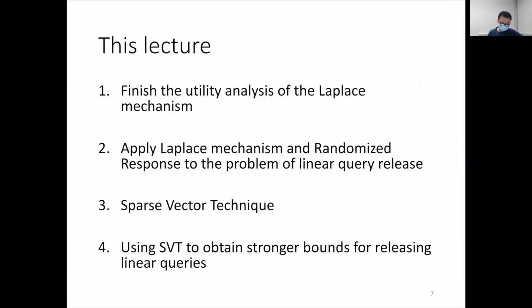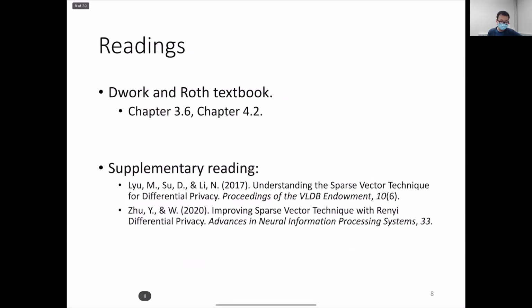The key item of today's lecture is the so-called sparse vector technique, which is another one of the most fundamental building blocks of differential privacy algorithm design. Once we introduce the sparse vector technique and analyze its privacy and utility, if we still have time, we'll learn how to make use of SVT to obtain stronger bounds for releasing an exponentially larger number of linear queries, compared to the naive Laplace mechanism and randomized response. So that's the plan for today's lecture.